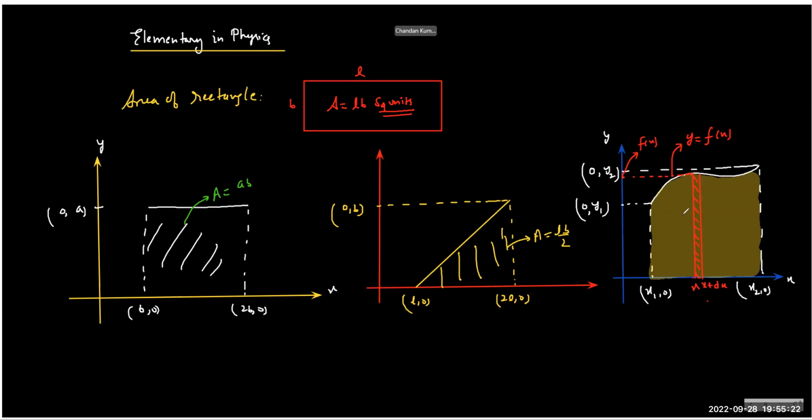Now can you write the area of this rectangle? The answer is yes, you can write the area. So what is the area? The area of this rectangle we can write as dA. So what is the dA value, tell me? Length into width. What is the length here? Come on, we have done this. f(x). And what is the width? dx.